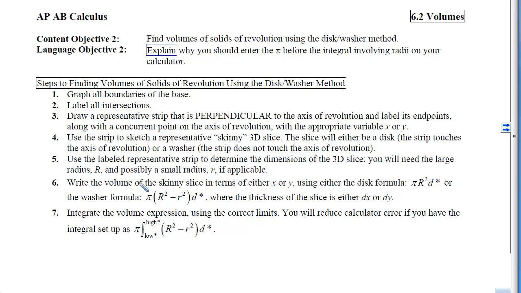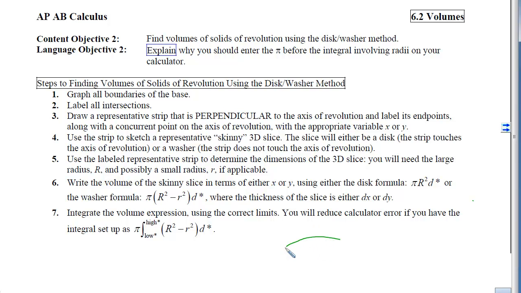Then we'll write the volume of the skinny slice in terms of x or y using the disk formula, which is pi r squared times the thickness, or the washer formula, which is pi times the big radius squared minus the little radius squared times the thickness. So before we move forward, let's think about that step 6.